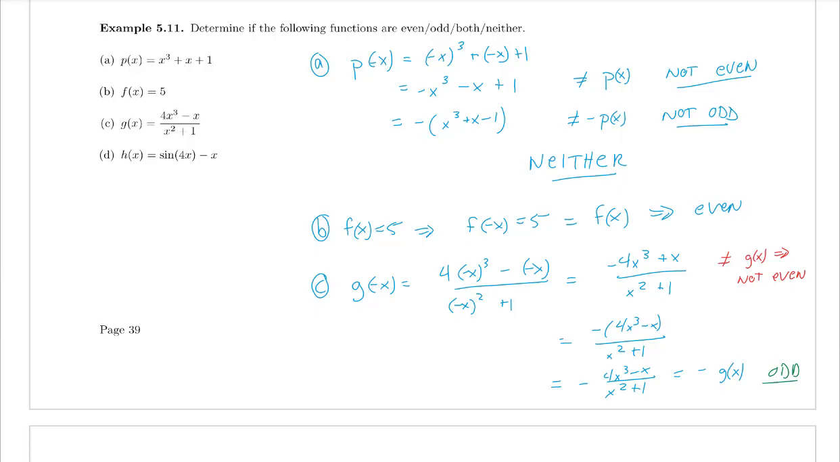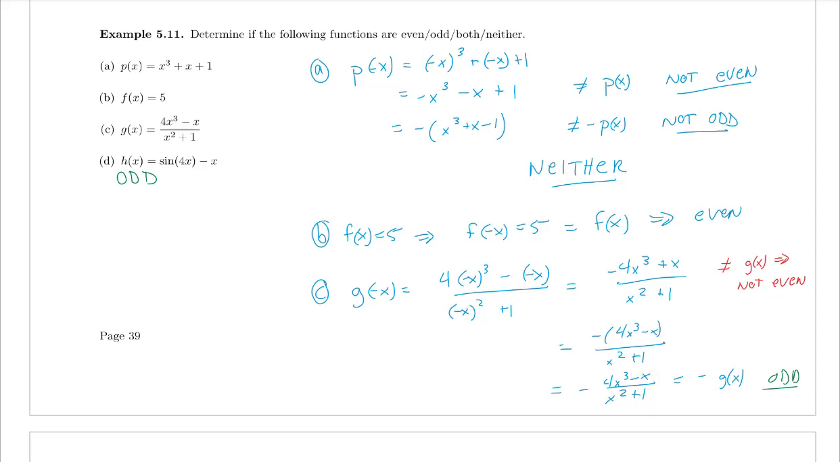Part D is an odd function, and you can check that on your own if you'd like. This is just a thing that you have to remember with trig, is that sine is odd, so you can pull the negative out. But we're not going to worry about that for right now. So I'll just give you a second there to pause if you want to take a look at any of that work.